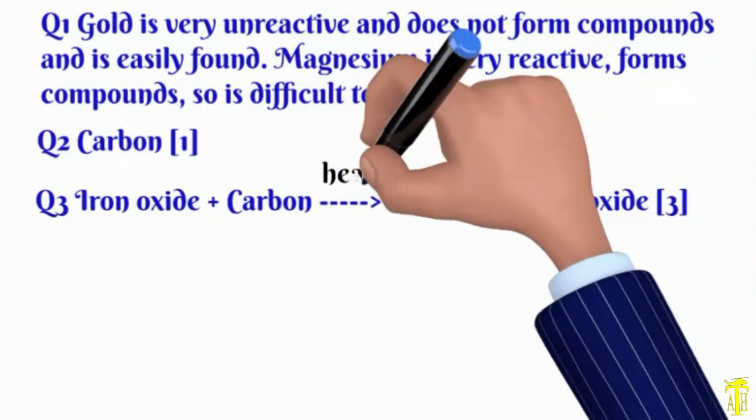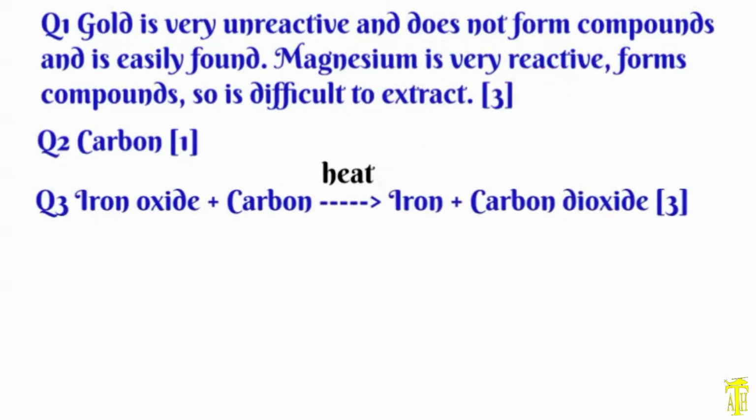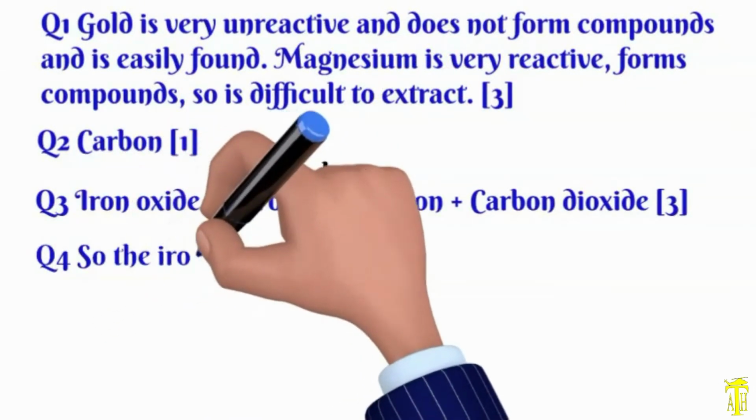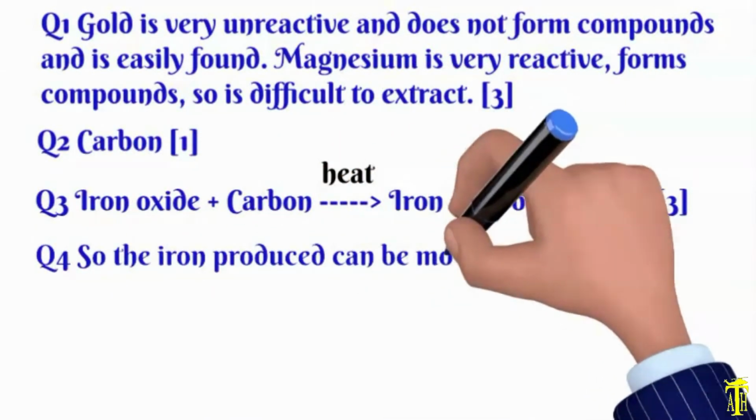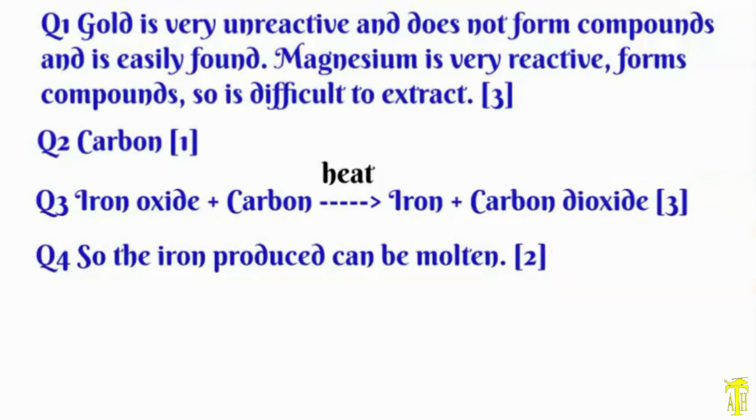Question 4, why do you think the temperature needs to be so high? Well, it needs to be so high so it can melt the iron. Limestone is often added to remove impurities from the iron. Why is it important not to have impurities in the iron?